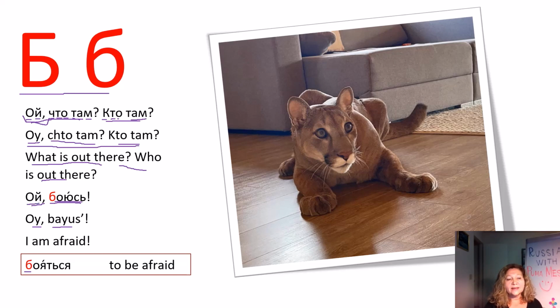And then, ой, боюсь. Б, О, Ю, С. Мягкий знак, soft sign. And look at this. The stress falls on you, and O gives up its position and becomes A. Боюсь. The O becomes A, and we're in боюсь. S, soft sign. Боюсь. And this is in infinitive. Бояться. To be afraid.